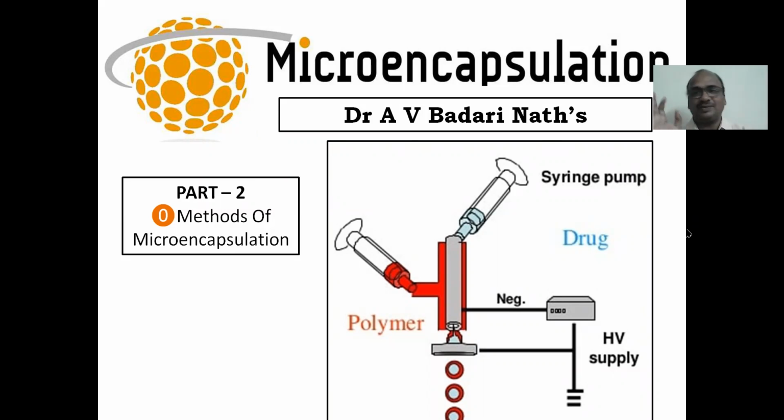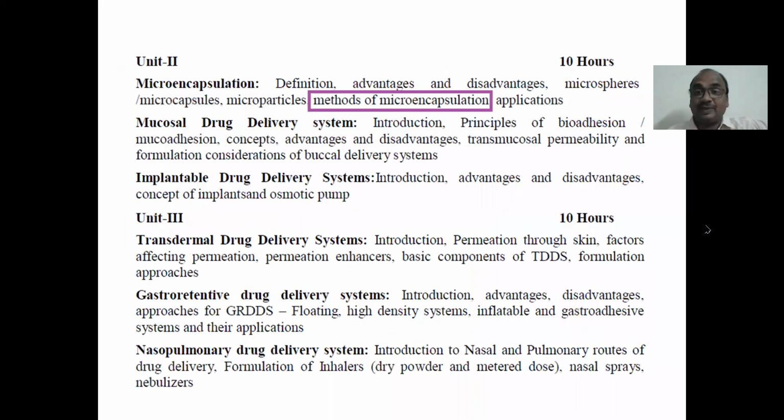Methods of microencapsulation, very important for all regular examinations, not for competitive examinations, right? So within 10 minutes, we will try to complete the microencapsulation process, methods of microencapsulation. This diagram I will explain in the coming slides.